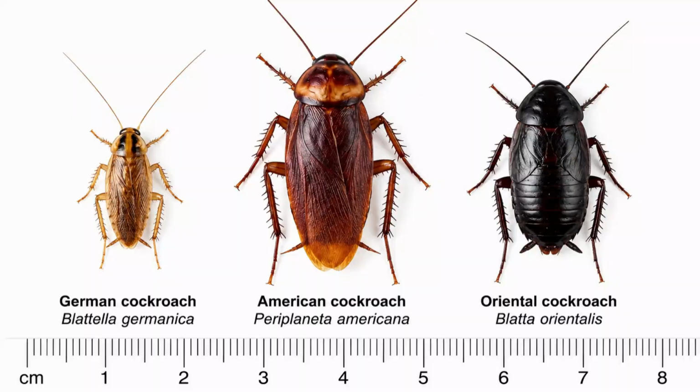The German, the 2 stripes on the pronotum. The American, the figure 8. Now that figure 8 is going to be yellowish in color to reddish in color. Sometimes it's hard to see, but if it doesn't have the lines, it's not a German. If it's large, it's an American.